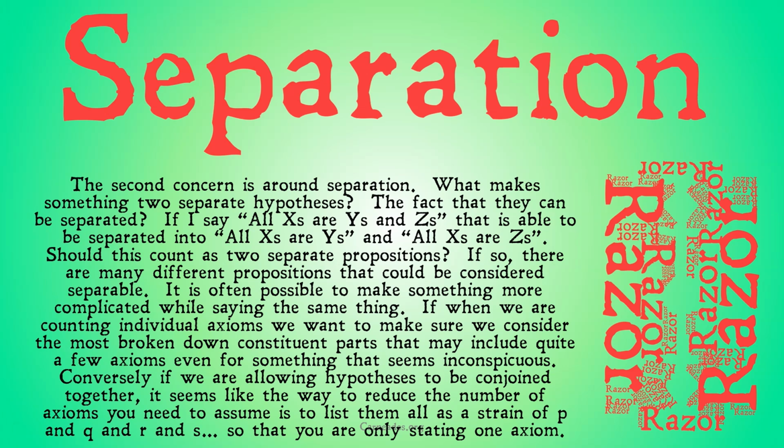We can split propositions down quite a lot. And so there doesn't seem to be a way that we could say, well, how much should you really be splitting things down? It's often possible to make something more complicated while saying the same thing. If, when we are counting individual axioms, we want to make sure we consider the most broken down constituent parts, that may include quite a few axioms, even for something that seems inconspicuous. Conversely, if we're allowing hypotheses to be conjoined together, it seems like the way to reduce the number of axioms you need is to list them all as one string of P and Q and R and S and so on, so you're only stating one axiom. It seems that the number of axioms we assume is much more built on the person that's deciding how to build them and how much we're allowed to smush them together or not than anything inherent about the simplicity of the theory.